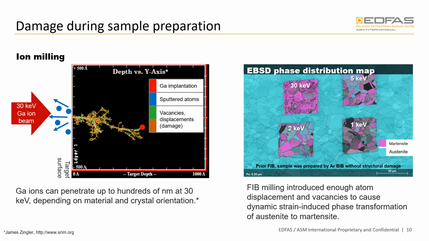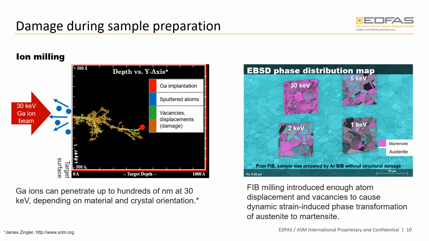Ion milling, especially using FIB, can also induce damage to the sample. Here we have an example showing damage caused by gallium FIB. Gallium ions can penetrate the material to depths of up to several hundred nanometers, depending on the material and ion energy.